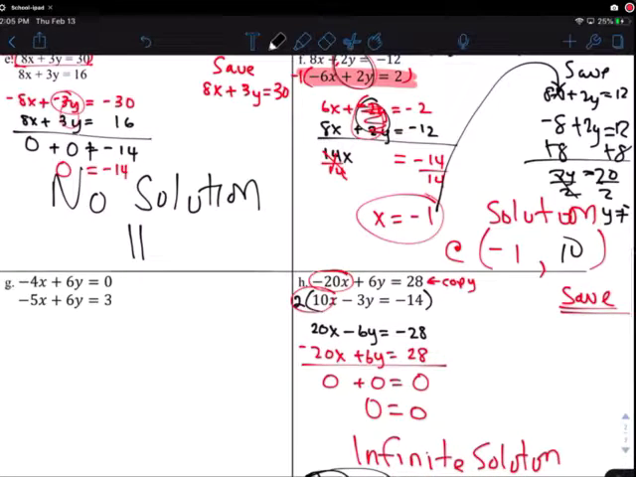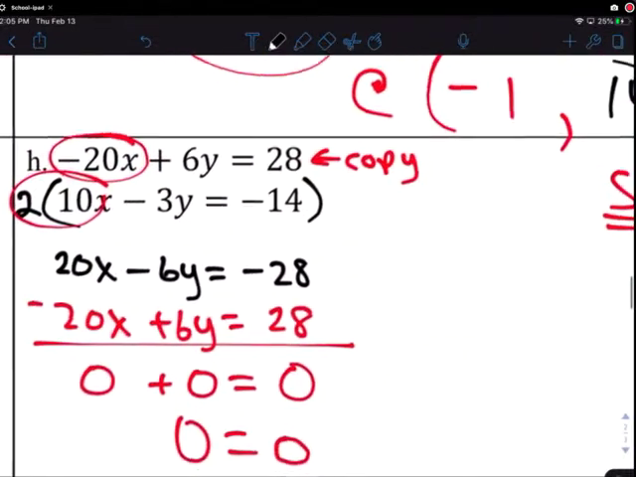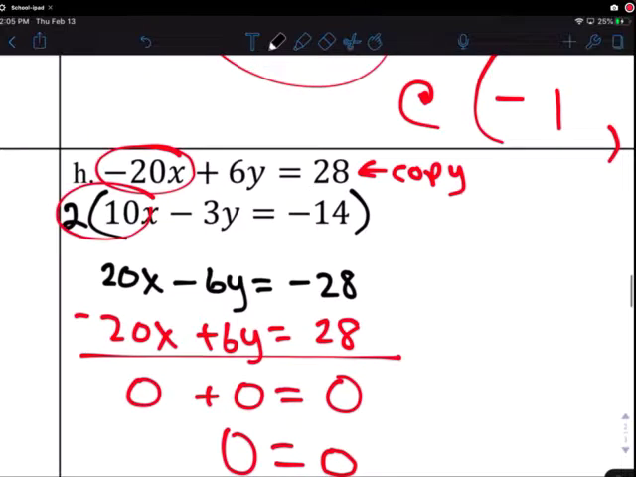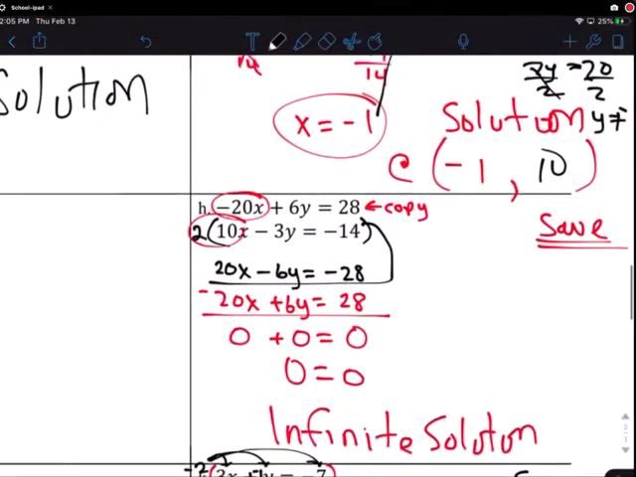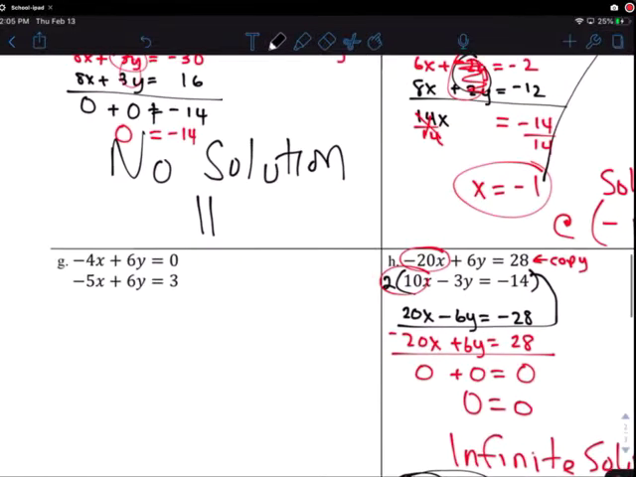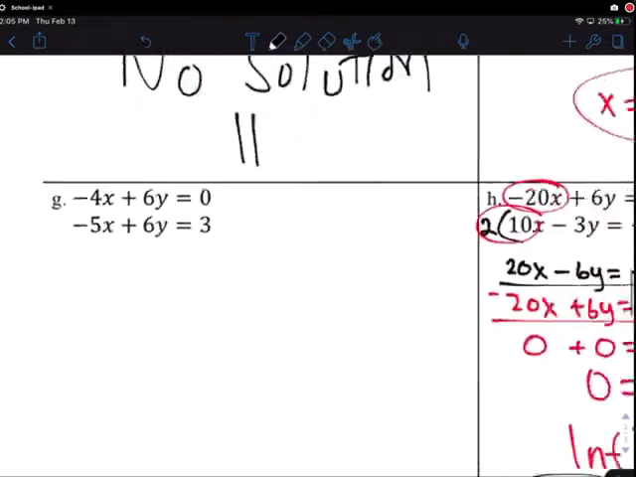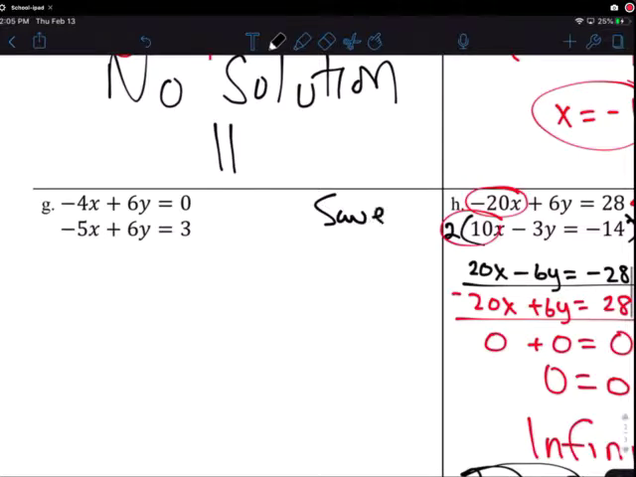Okay, so here, this one, notice you multiply all by 2. We change this to here, and notice 0 equals 0 is infinite solutions. We don't have to worry about the save one. Here, let's save one of them. Let's save negative 5x plus 6y equals 3.